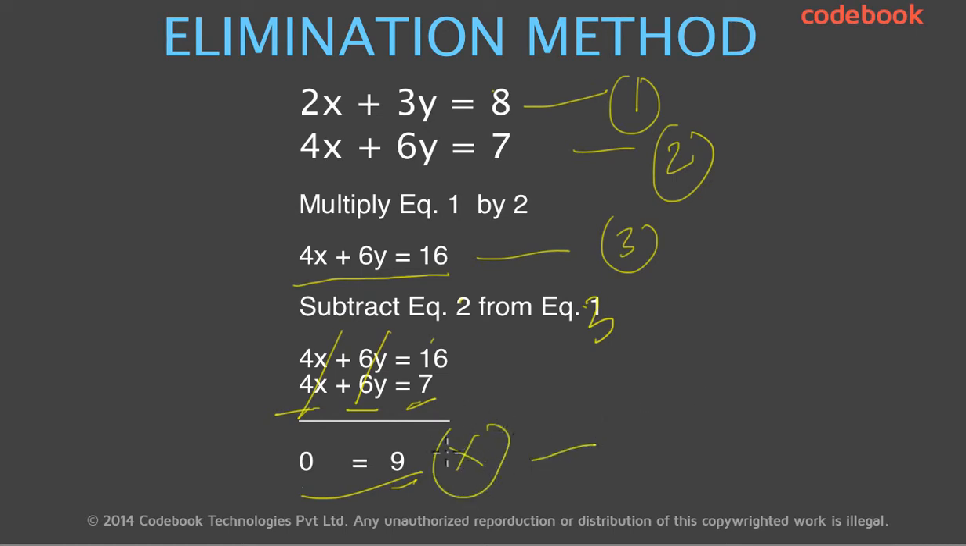So basically this contradicts the laws of mathematics. So here we can say that these two equations have no solution in common. Essentially these are parallel lines. So this is how you can apply the elimination method to solve two linear equations with two variables.